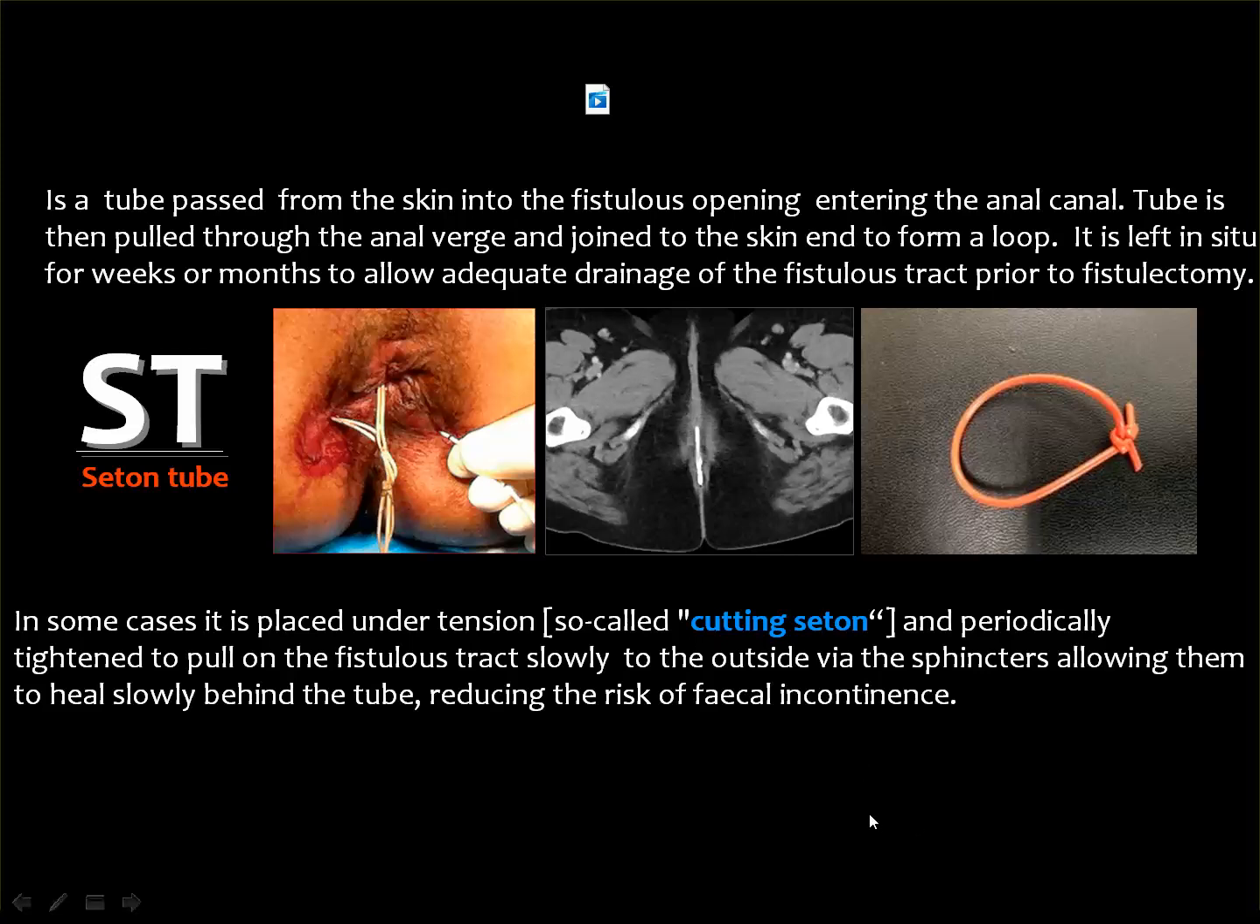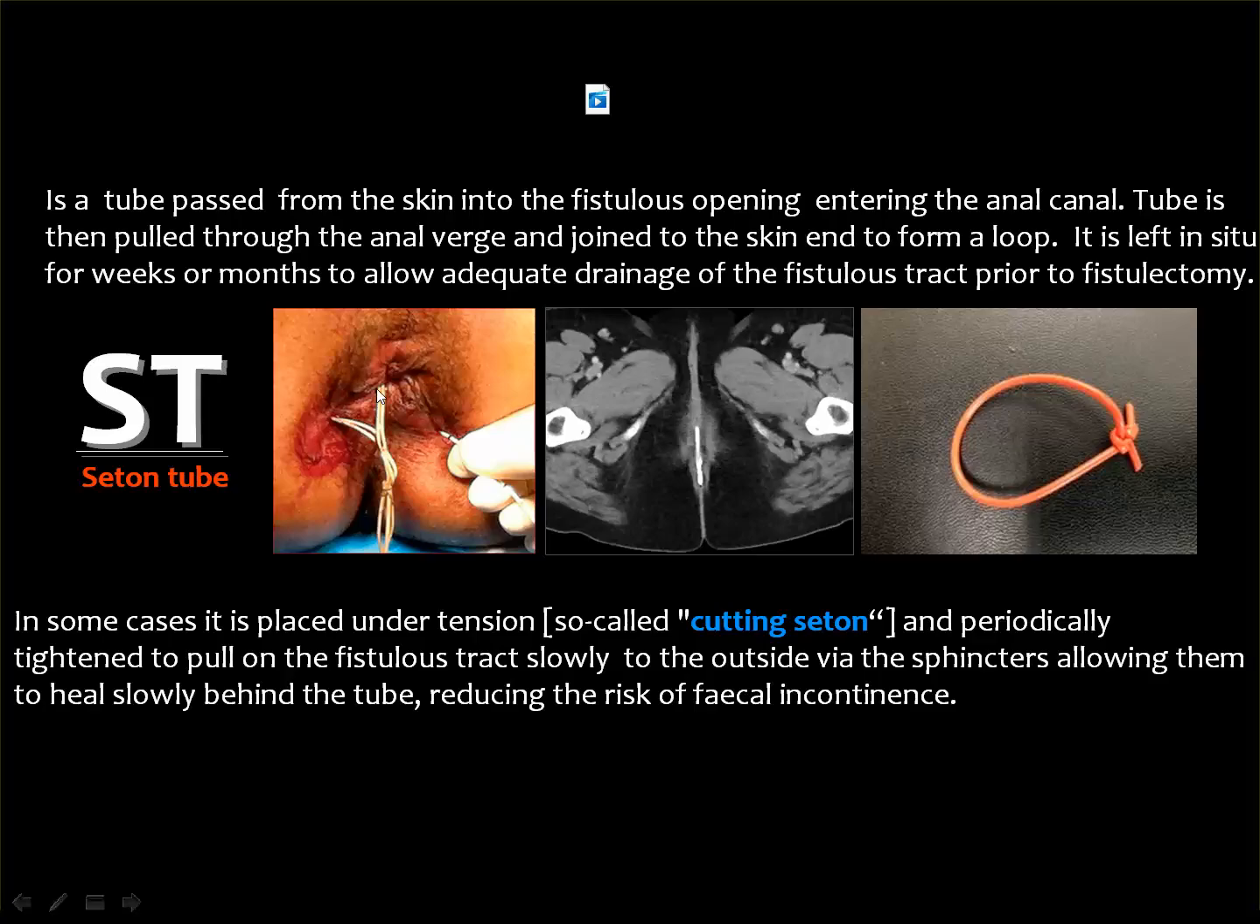So it is better to keep the external opening of the fistula open until you decide what to do for the patient. And also this seton tube may be used for the treatment of some of the fistulae, and at that time it is called the cutting seton. And this cutting seton is just the same tube which is placed in the fistulous tract, and you take the two ends of the tube and you tie them.